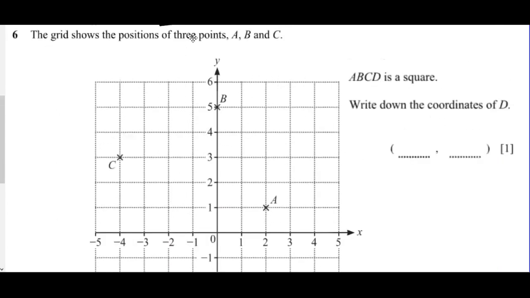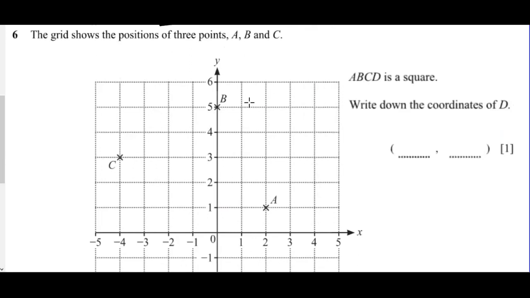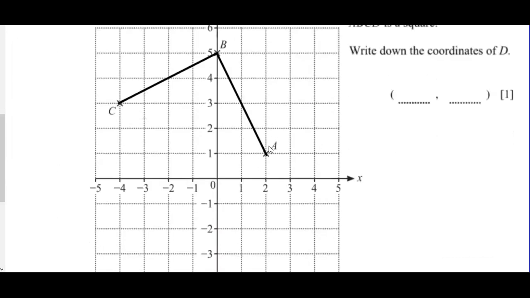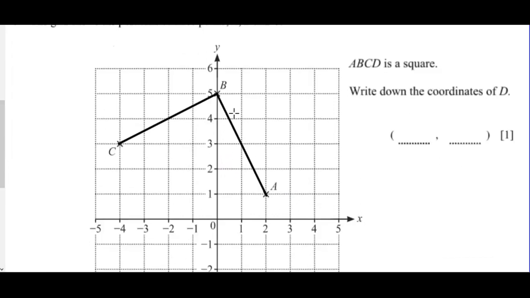Okay, so what you're supposed to do over here is to connect these points, and you get a shape of a square. Let us try to connect quickly. Connect this point B to A, like so, and then connect point B to C, like so, and then check and see that ABCD has to be a square.